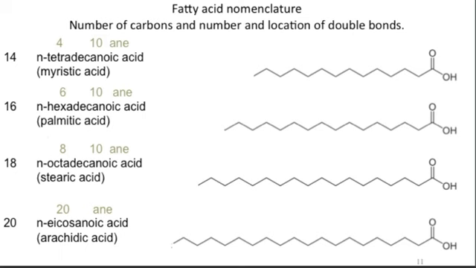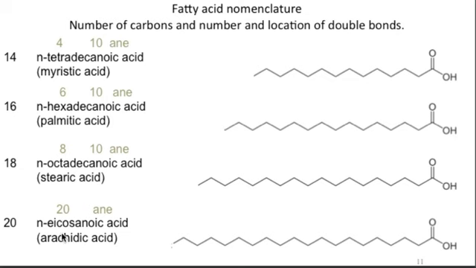And then eicosanoic acid is named because eico means 20. This has 20 carbons in it. Eicosanoic acid is also called arachidic acid. And we're going to run into eicosanoids and arachidonic acid in a minute.